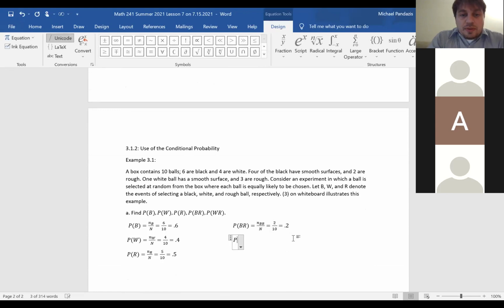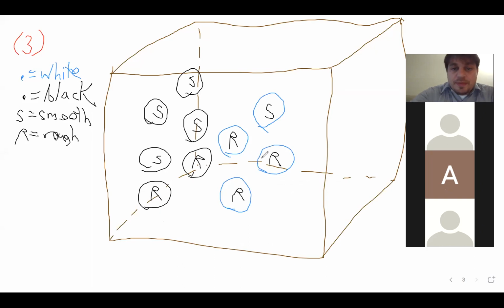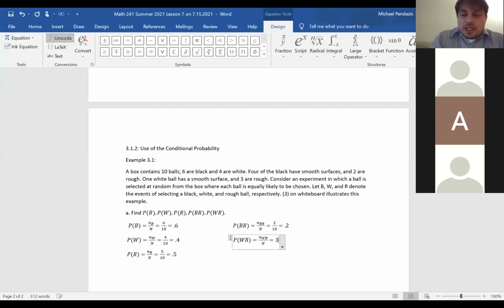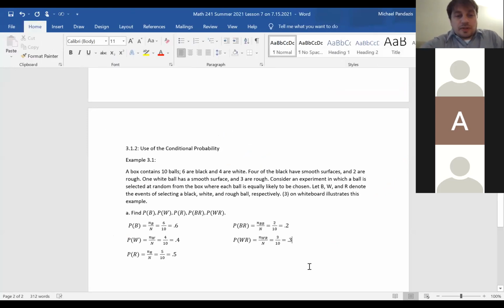And then also we want to find the probability of WR, which is the number of white balls that are rough, which is N sub WR divided by capital N. Okay, so what are the number of balls that are white and rough? There's 3 of them. So then this is 3 out of the total 10, which is 0.3. Okay, so that was very easy. Those are the 5 probabilities in part A.